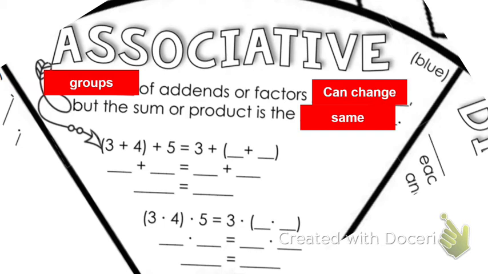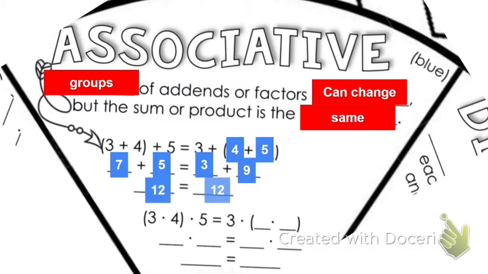So the first one we have is with finding the sum. We have in parentheses 3 plus 4, plus 5. We're setting that equal to 3 plus, in parentheses, 4 plus 5. All they did was move the parentheses. So if we go back over to the first piece, 3 plus 4 is 7, and 5 would stay the same. On the other side of the equal sign, 3 would stay there, and 4 plus 5 would give me 9. Even though these are different numbers, when we add them together, they're both going to equal 12. That's what the associative property is.